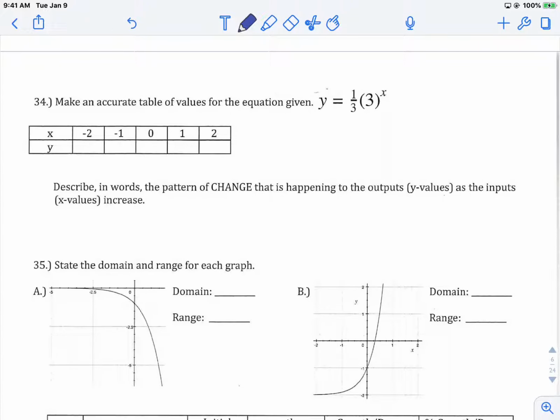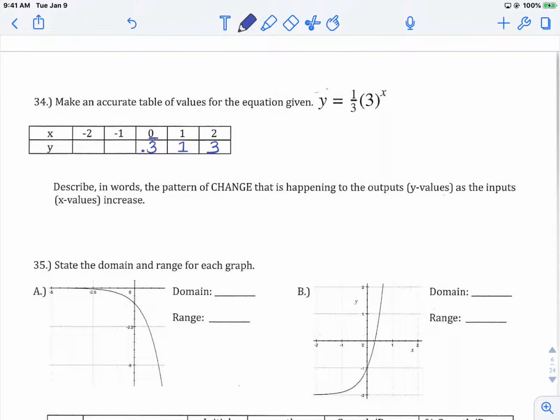33, same idea. You want to be sure that you use the parentheses there when you pick on your table. So 1/3 times 3 to the 0. And that's going to come out 0.3 repeating, or 1/3 if your calculator is set to give us exact values. Okay, when you put 1 in there, this is going to come out 1. Okay, when you put 2 in there, this is going to come out 3. When you put the other values in, make sure that you find their values with a calculator and not just guess them off the top of your head.